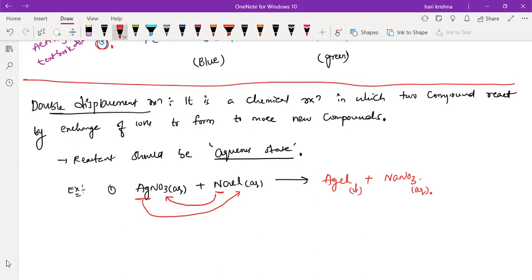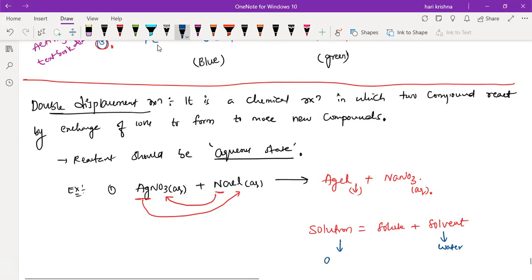Okay, now, if you take the double displacement aqueous state, you are asking, you know about the solute? Solution means what? Solute plus solvent. If the solvent is always water, it will form the aqueous solution. Okay, sir. The solute can be whatever it is.